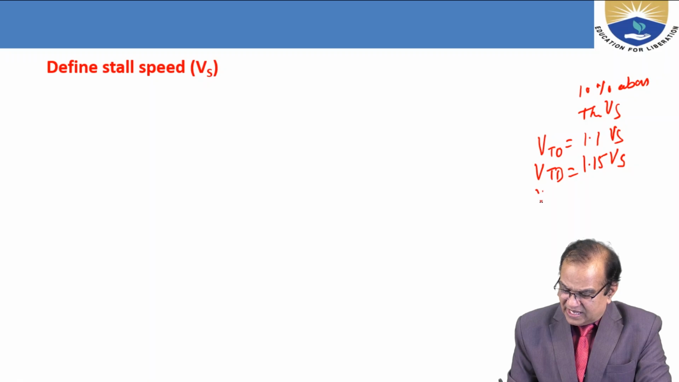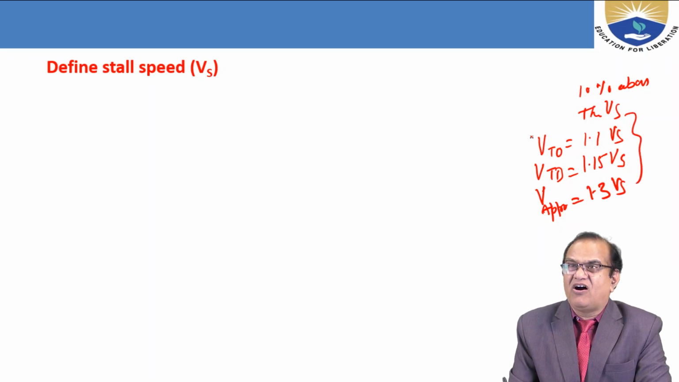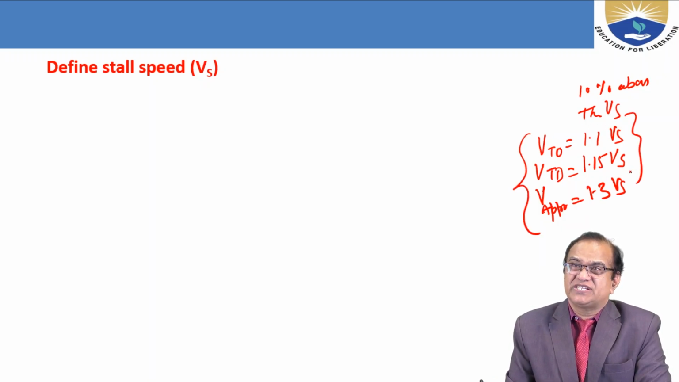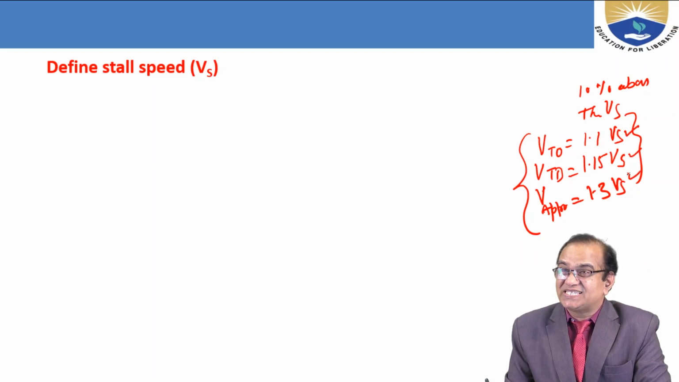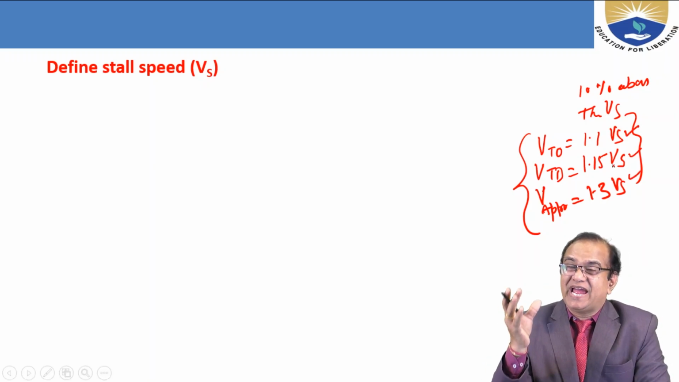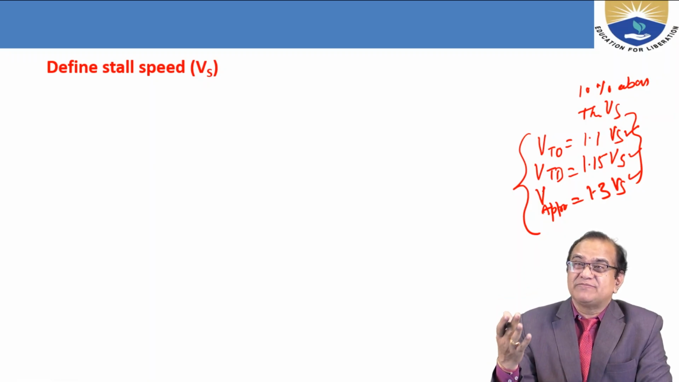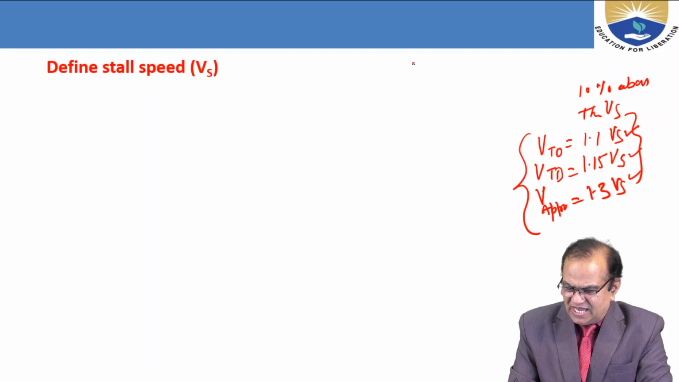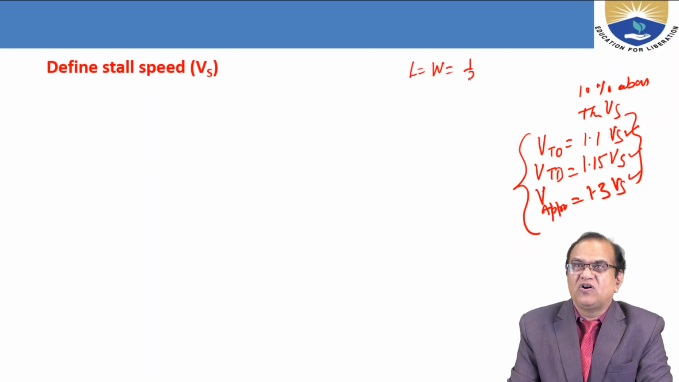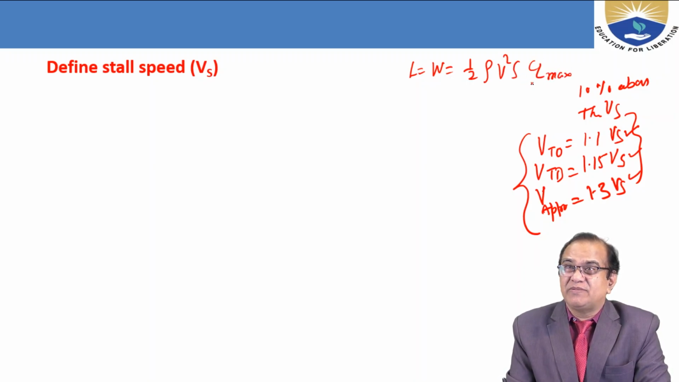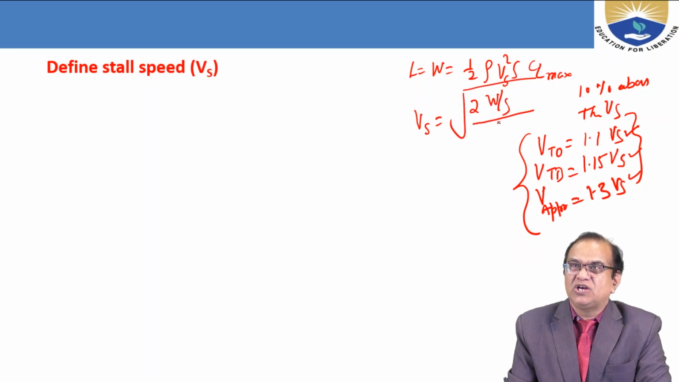So V approach is equal to 1.3 of Vs. If you see here, all these velocities are described with respect to the Vs. So what is the Vs? Vs is the speed at which you have the maximum coefficient of lift. Lift is equal to weight, which is equal to half rho V square S CL max. If CL is a maximum, this speed is Vs. So Vs is equal to the square root of 2 W by S divided by rho into CL max.